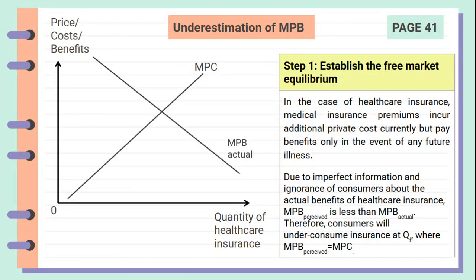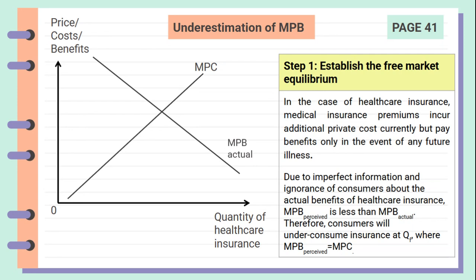In this video, we will analyze how healthcare insurance is often underconsumed due to underestimation of marginal private benefit using the 7 steps framework. The first step is to establish the free market equilibrium.